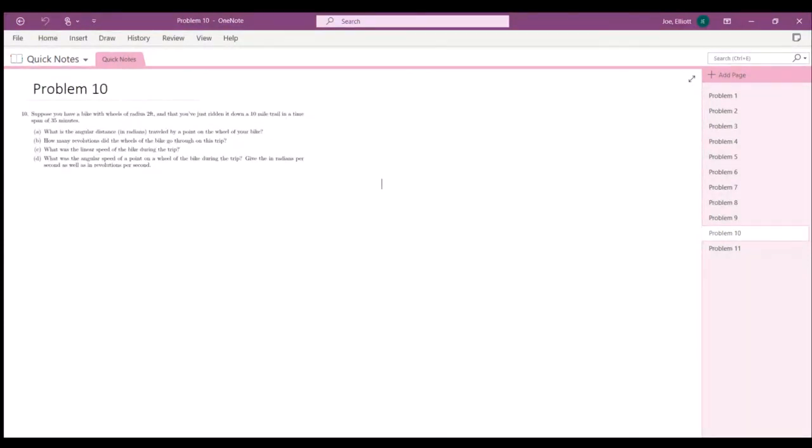So here I changed the numbers up a bit because I wanted to use imperial units of measure rather than the international SI units of measure, so using feet and miles instead of meters and centimeters. Okay. So what we're given in this problem is we have this bike with a radius of 2 feet, and we've biked down a 10-mile trail in a time span of 35 minutes, okay?